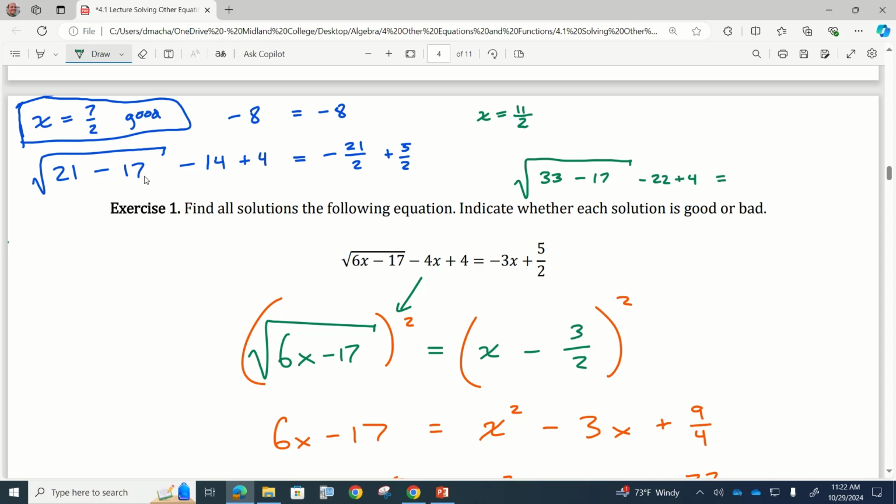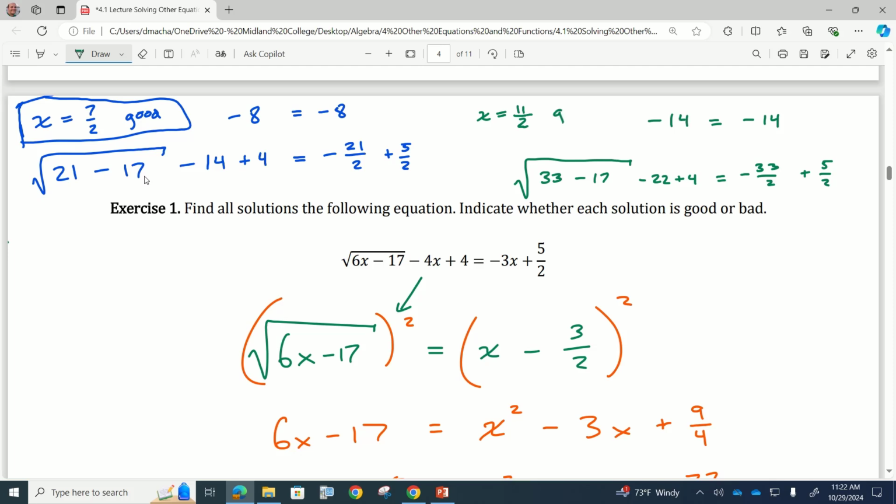So altogether on the left side, I've got 4 plus 4 minus 22. I think that's minus 16. On the right side of my equation, I've got negative 3 times 11 over 2, so negative 33 over 2, plus 5 over 2, which would be negative 28 over 2, which is negative 14. This seems pretty close, and I think I even made a mistake. I think the left side of the equation is negative 14.